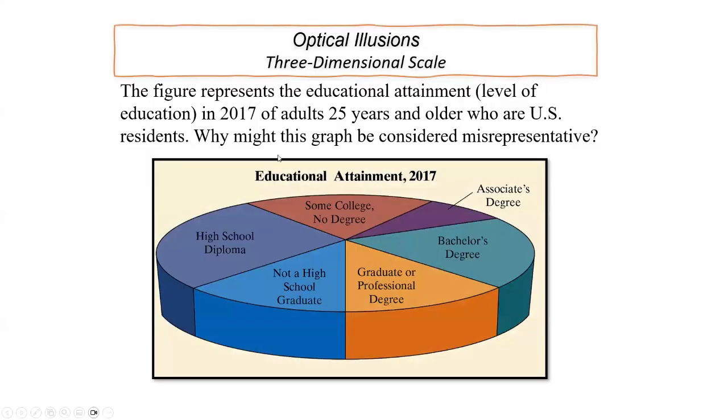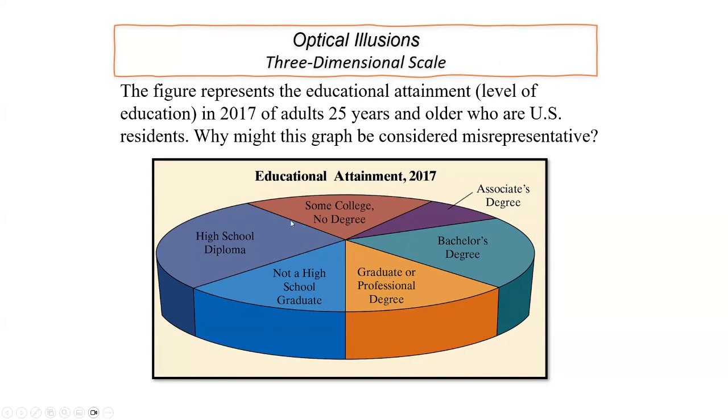All right, this is a pie chart, but it's in 3 dimensions. To keep the 3-dimensional look, they have to use a vanishing point, which means something further away from you should appear smaller. So we're probably getting this college no degree inaccurately based on something close to us, like not a high school graduate.